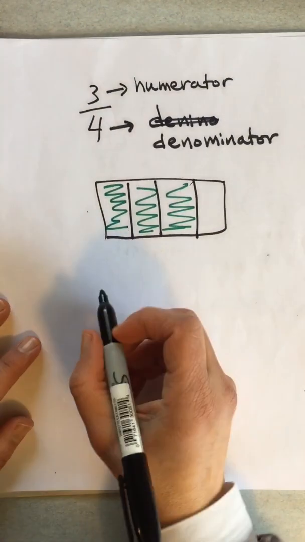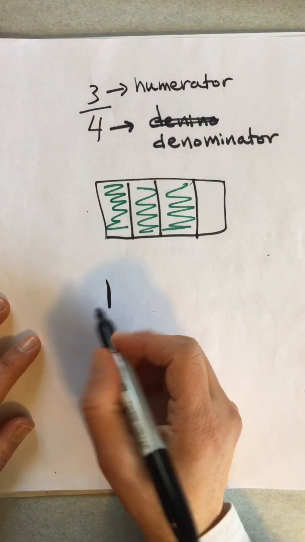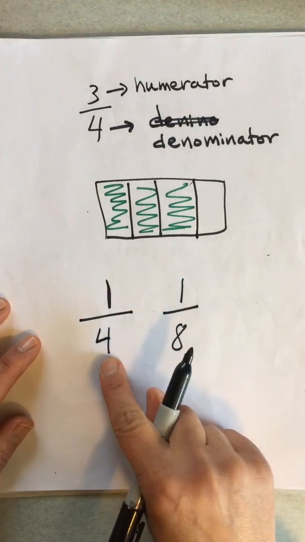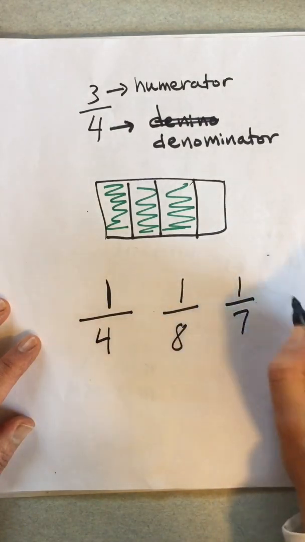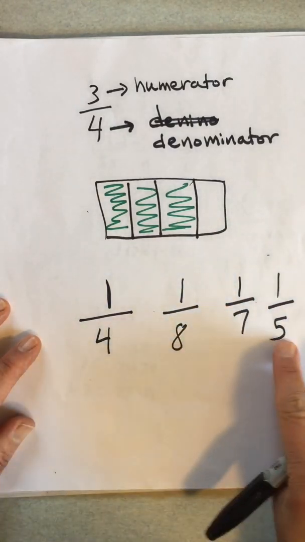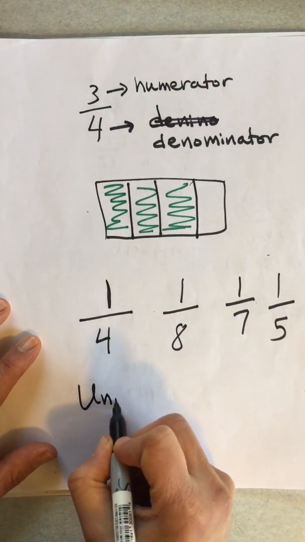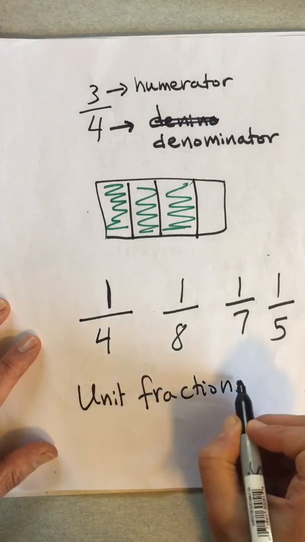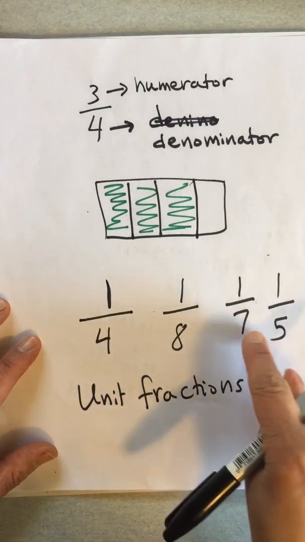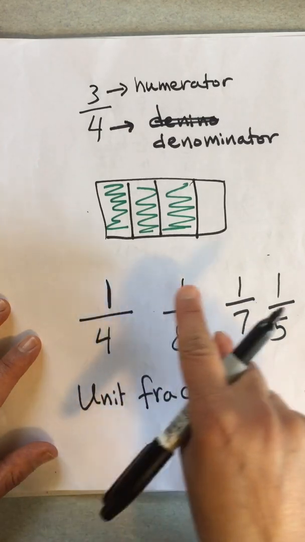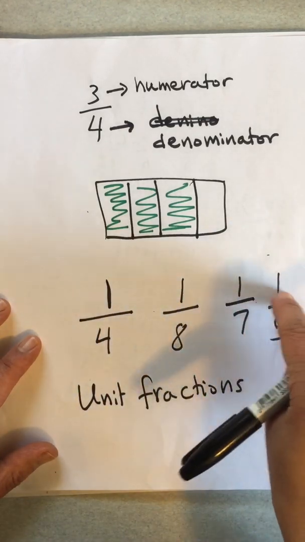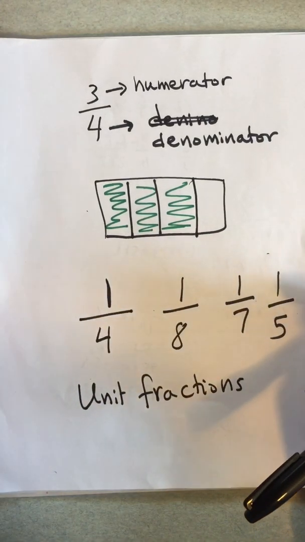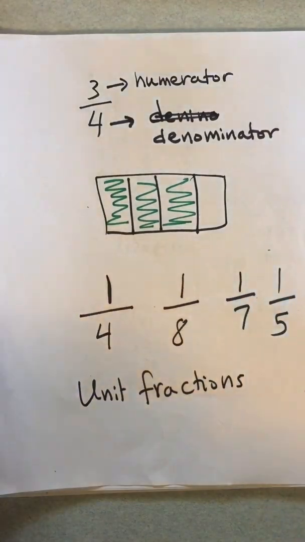When we look at a fraction that has a numerator of 1, like 1 over 4 or 1 over 8, 1/4, 1/8, 1/7, 1/5, whatever, all those are called unit fractions. It doesn't matter how many numbers I put at the bottom, the top is always 1. The numerator is always 1. It's called a unit fraction. We're going to be comparing unit fractions today.